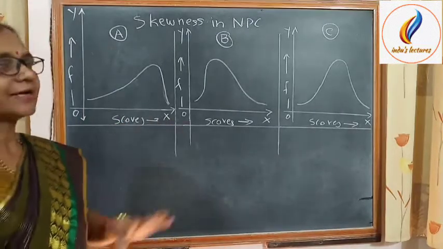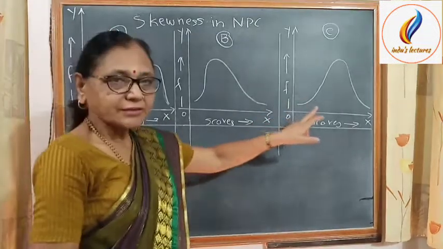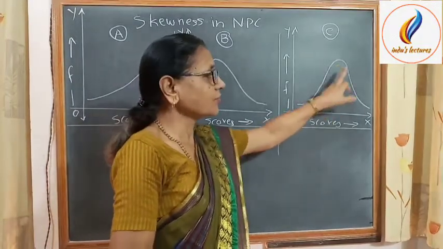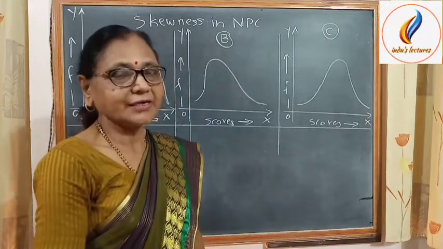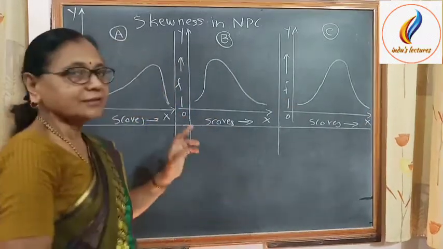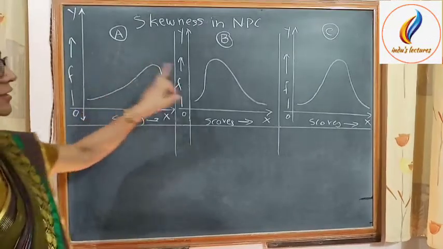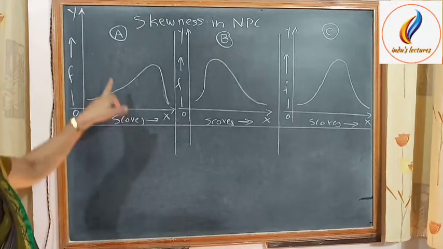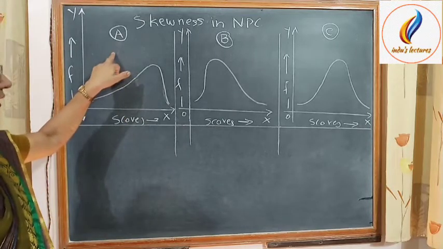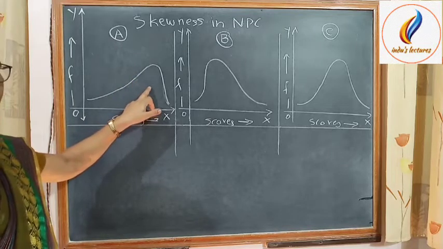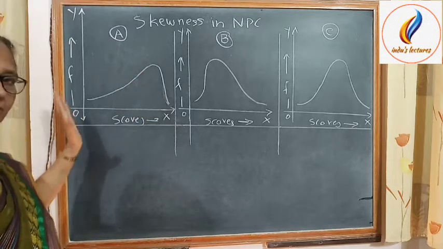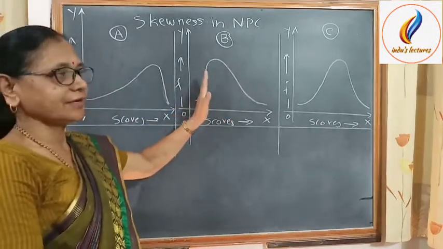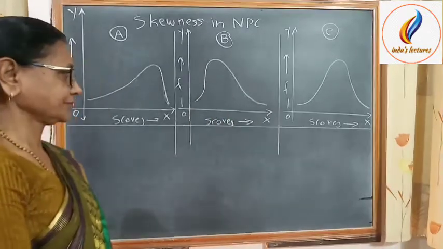Now it is observed that distribution C is a normal distribution because the curve obtained is exactly, perfectly symmetrical. But in the case of distribution A and distribution B, the curve deviates from normality. In distribution A, the curve is deviated to the left side of the ordinate, and in distribution B, the curve is deviated to the right side of the ordinate.